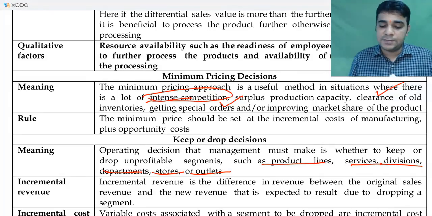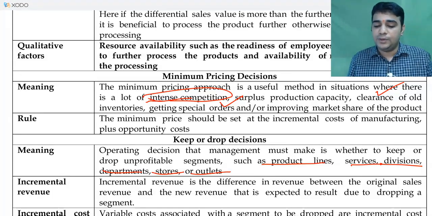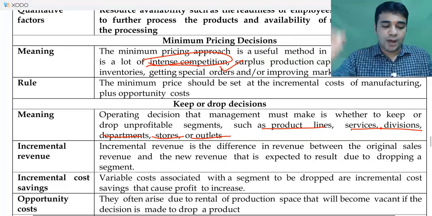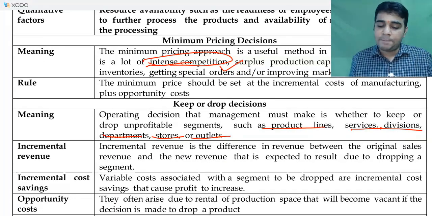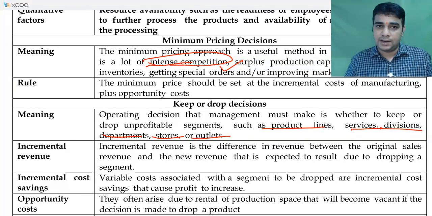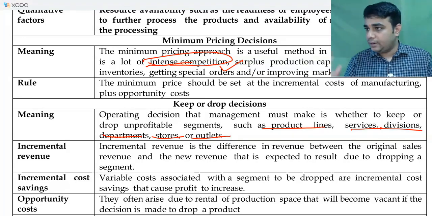Incremental revenue is the difference between the original sale revenue and the new revenue that is expected to result due to dropping a segment. If you drop a segment, the revenues are going to come down. Your costs are also going to come down. Some opportunity costs can also be there. Net, you analyze based on the financial analysis whether this is to be done or not.